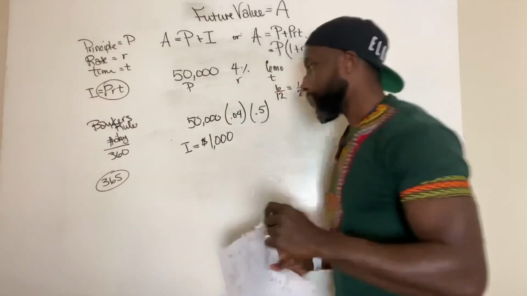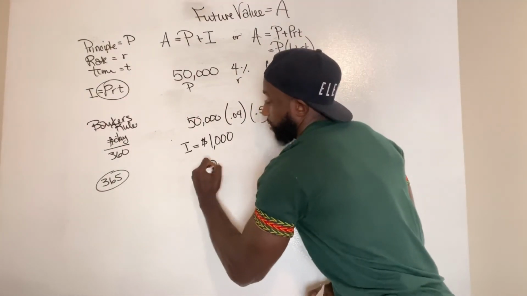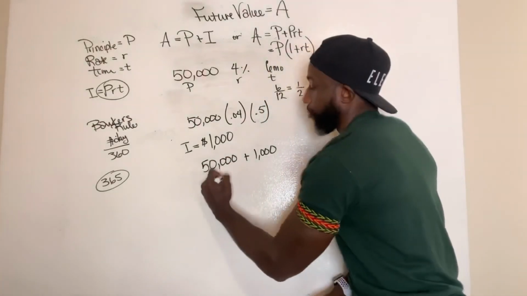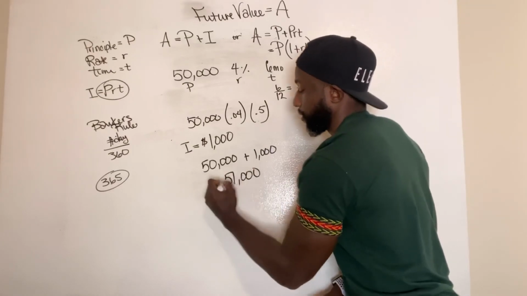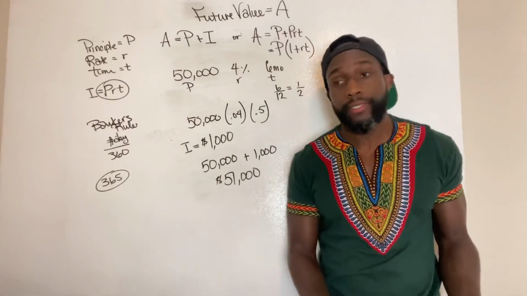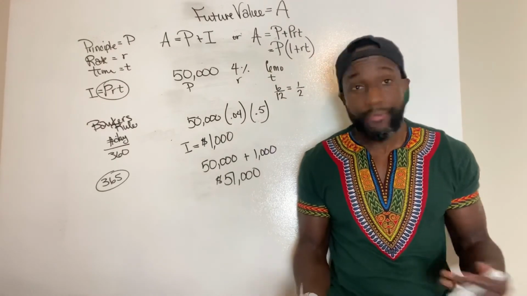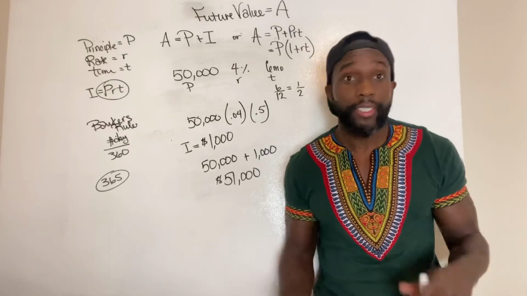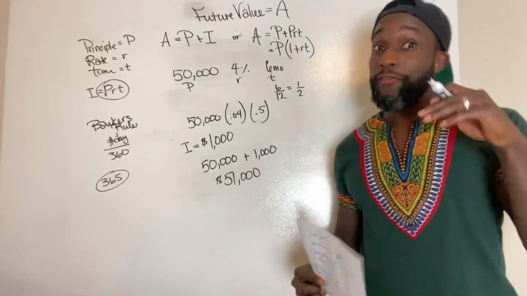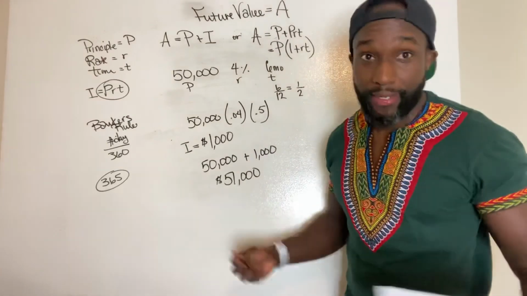So now that is I, this is P. So the actual value of this loan after 6 months is going to be 50,000 plus 1,000. This gives you, drum roll, $51,000, right? So this is all simple interest is about, right? You get your principal, you get your interest rate, and the amount of time, and do the math. That is simple interest, right? If I could rap, I would make a song about it, but that's it.